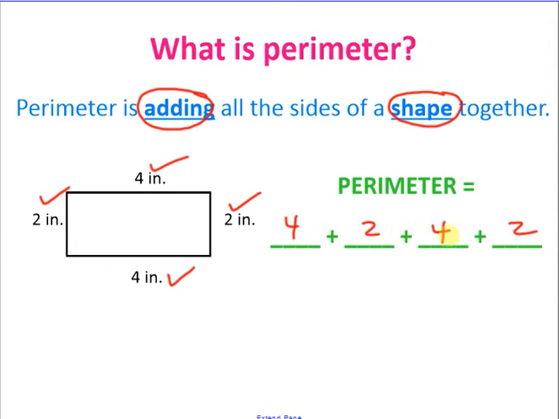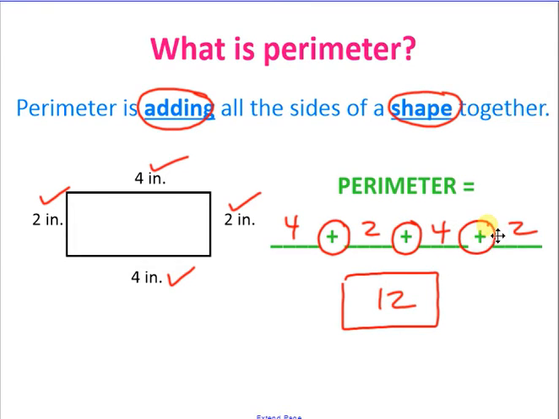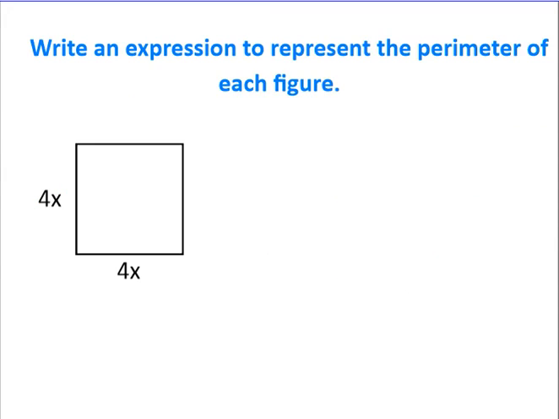4 plus 2 plus 4 plus 2. That's going to be 12. And so my perimeter of this shape is 12. The key being that I add all of the sides together. That's going to be very, very important. Now, let's add letters into that. So what we're going to do is write an expression to represent the perimeter of each of these figures.